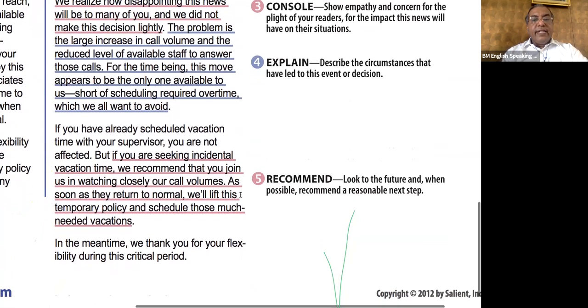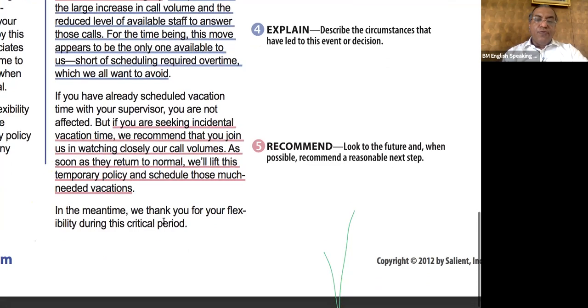Okay. And then the fifth part is recommendation. So recommend, look to the future, and when possible, recommend a reasonable next step. If you have already scheduled a vacation time with your supervisor, you are not affected. But if you're seeking incidental vacation time, we recommend that you join us in watching closely our call volumes. As soon as we return to normal, we lift this temporary policy and schedule. So this shows the way forward, that this is when we'll be able to approve your leave.